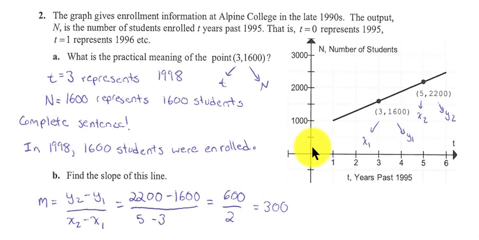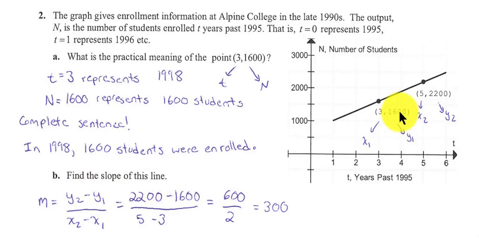Next problem. You have the enrollment at a college in the late 90s. T represents the number of years since 1995. So T equals 0 is 1995. This would be 96, 97, and so on. So the practical meaning of the point 3, 1600 would be 3 years after 1995, which would be 1998. The enrollment was 1600, right? Or there were 1600 people enrolled.